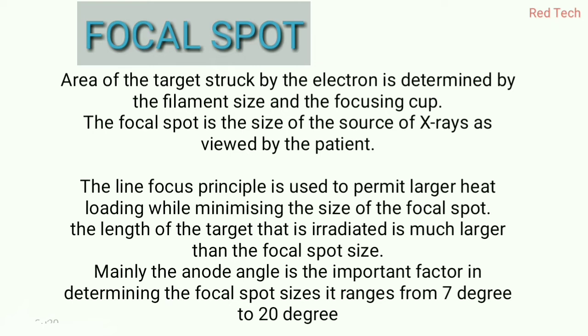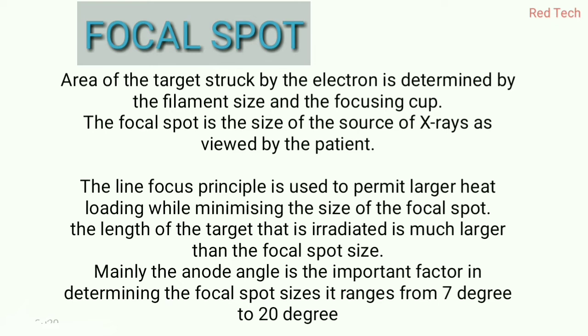This is basically the focal spot, and mainly the anode angle plays a vital role in determining the focal spot size, because the anode is tilted at 7 degrees to 20 degrees. So to ensure a small focal spot size, this is determined basically by the anode angle, which plays a vital role in this. And you have to remember the line focus principle. It allows large heat loading while minimizing the size of the focal spot.